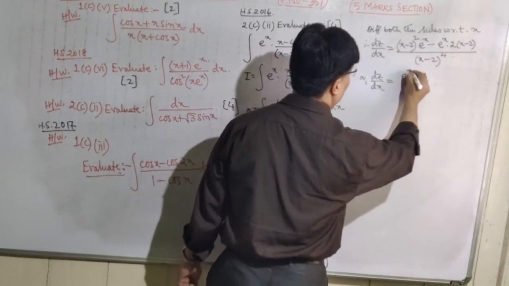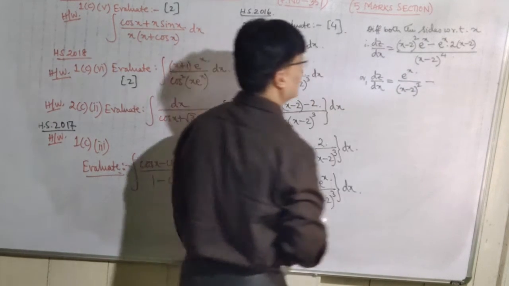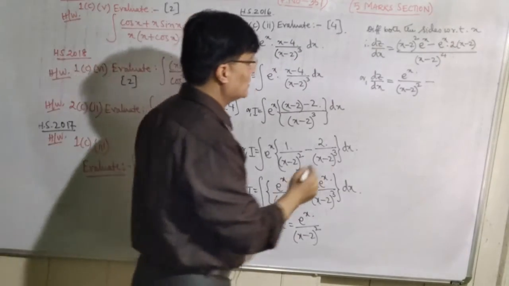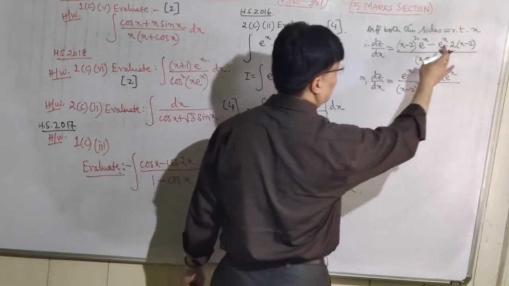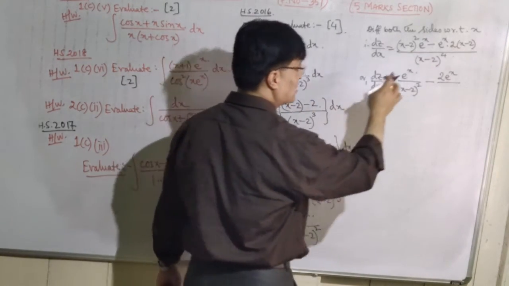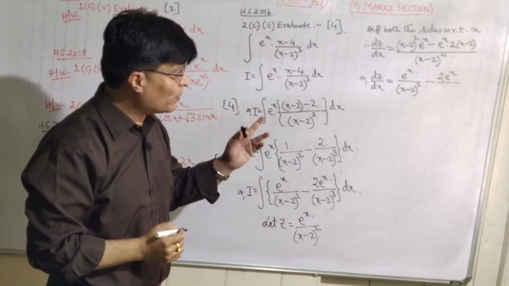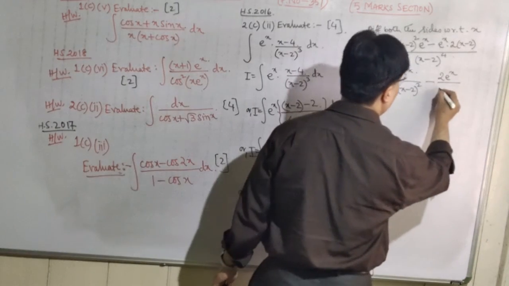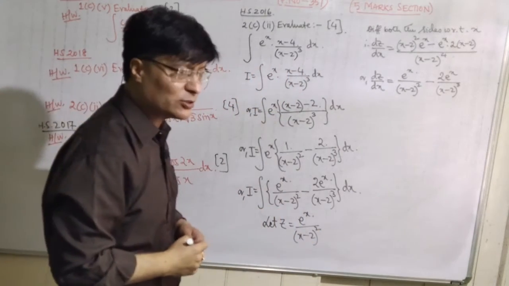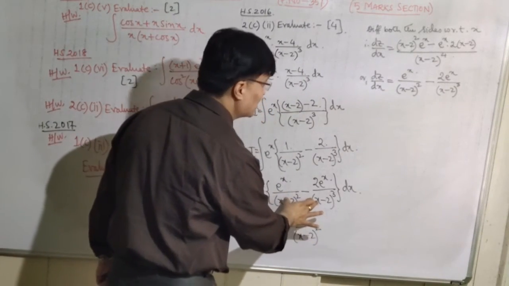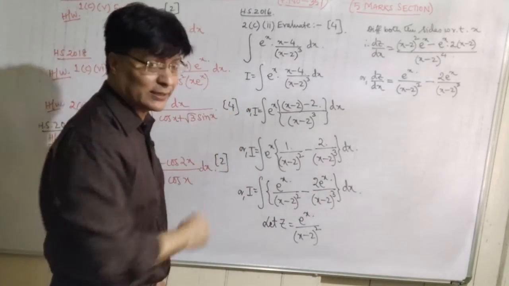You can cancel here. E to the power x divided by x minus 2 whole square. Then comes minus sign. Then 2 e to the power x divided by x minus 2 whole to the power 4, you can cancel x minus 2 whole to the power 4 by x minus 2. What do we get? This is x minus 2 whole cube. Is that understood? That means we are getting this expression, that is e to the power x over x minus 2 whole square minus 2 e to the power x divided by x minus 2 whole cube. We are getting this one.